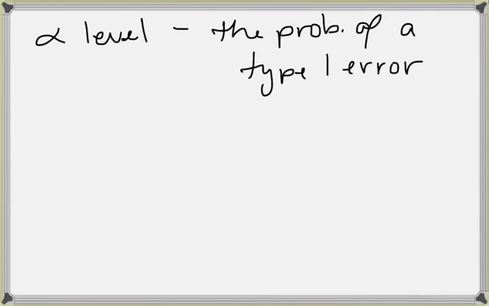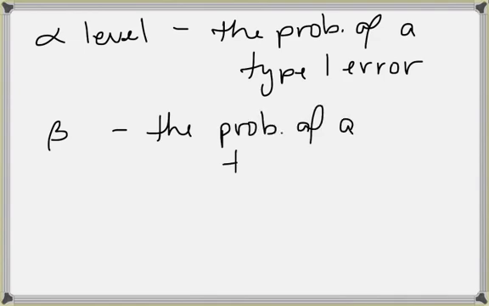Now, a type 2 error is denoted by beta, okay? And this is the probability of a type 2 error. But we will get more into beta, the probability of type 2 error, and power and things like that that go along with errors, in another video.